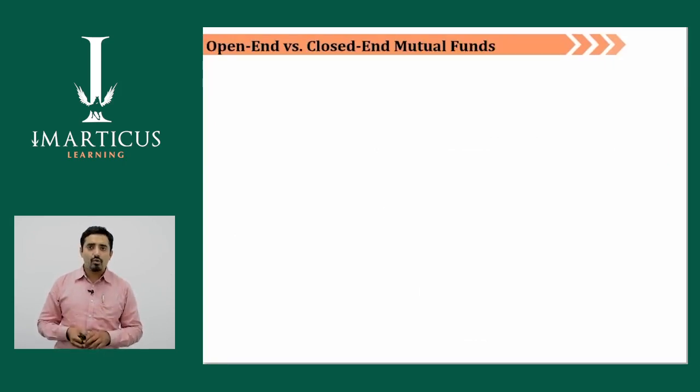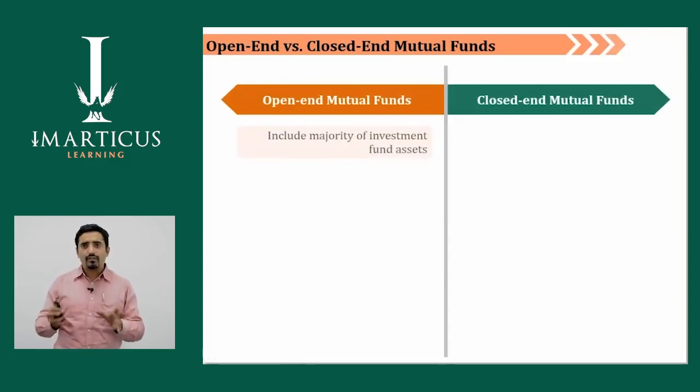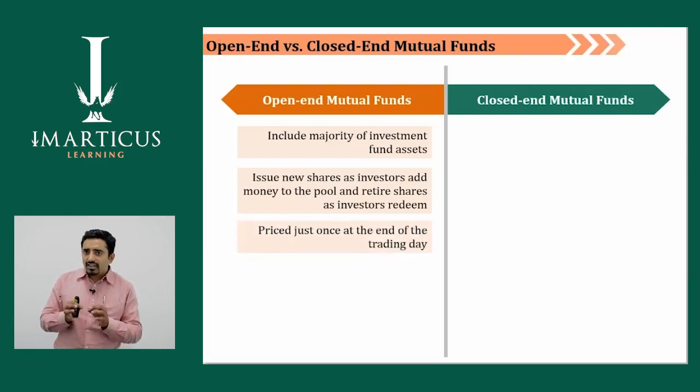Next, we have open-ended funds and closed-ended funds. Let us understand what is the difference between an open-ended fund and a closed-ended fund. The majority of investment fund assets belong to open-ended mutual funds. These funds issue new shares as investors add money to the pool and retire shares as investors redeem them. These funds are typically priced just once at the end of the trading day.